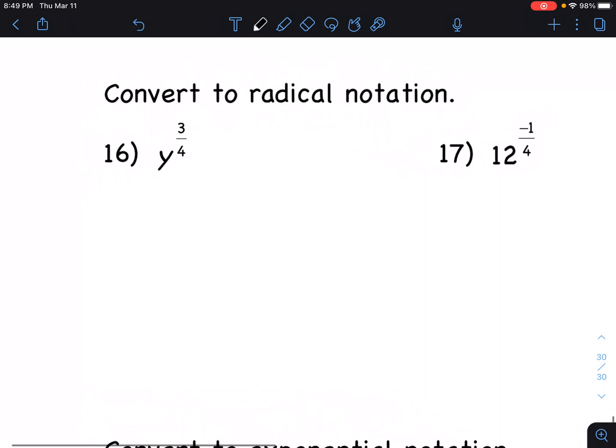Okay, number 16 switches it up a bit, goes to section, I believe it's 7B, where we are going back and forth between radicals and exponents. So make sure we're reading directions carefully here. We're converting to radical notation. So the 4 of the denominator will be the index. So it's 4th root of y to the 3rd. So please remember the denominator is always the index.